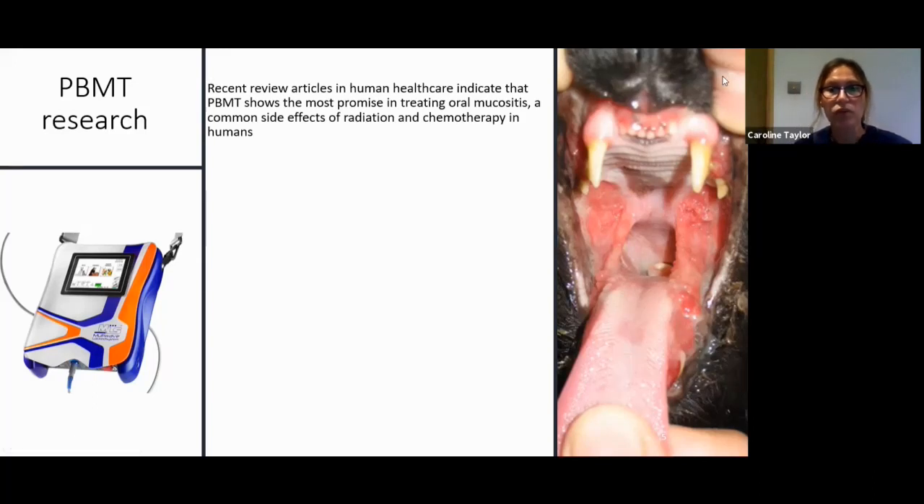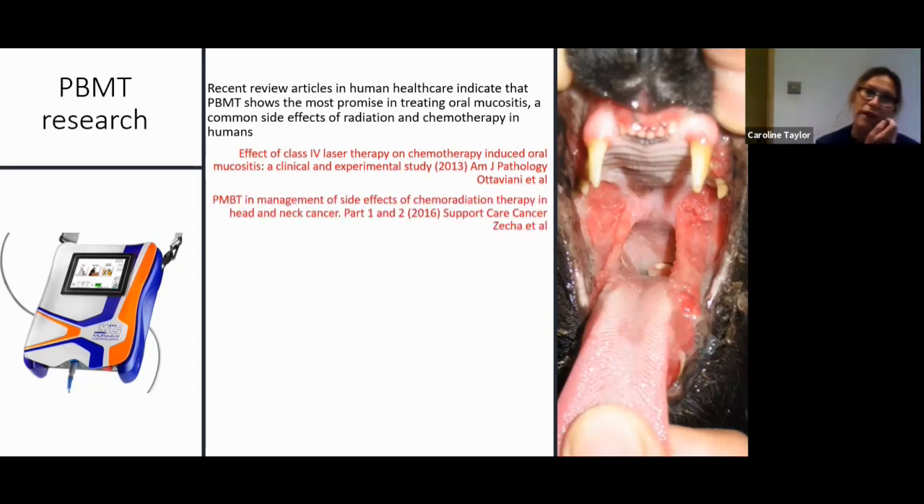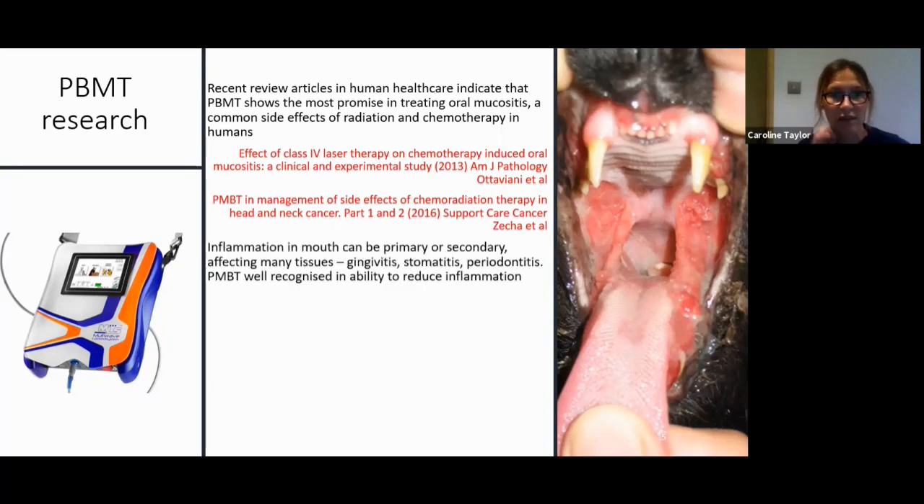And the most pertinent research that's been done is in the use of laser in treating oromucositis, which is a complication in people of radiation and chemotherapy treatments. So that's a study there that summarises what has been used, and there's another one there in terms of post-head and neck cancer, the use of low-level light therapy to help with oromucositis, which is very similar to some of the feline stomatitis lesions that we tend to get.